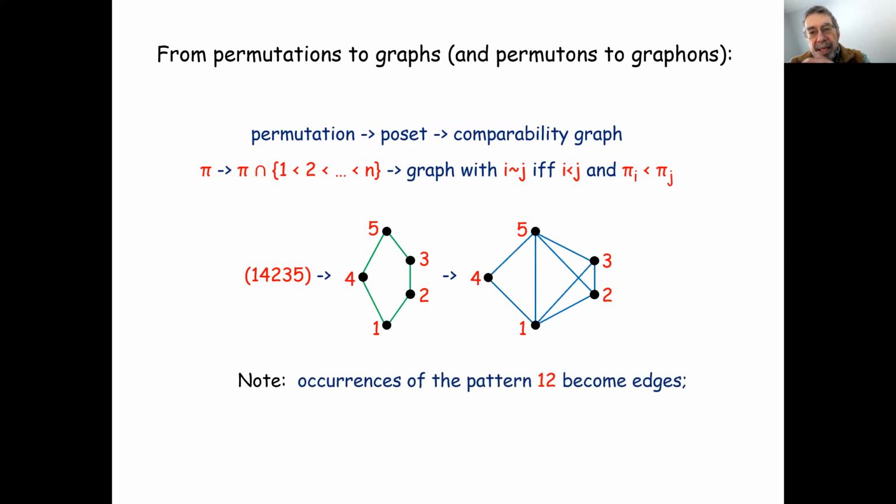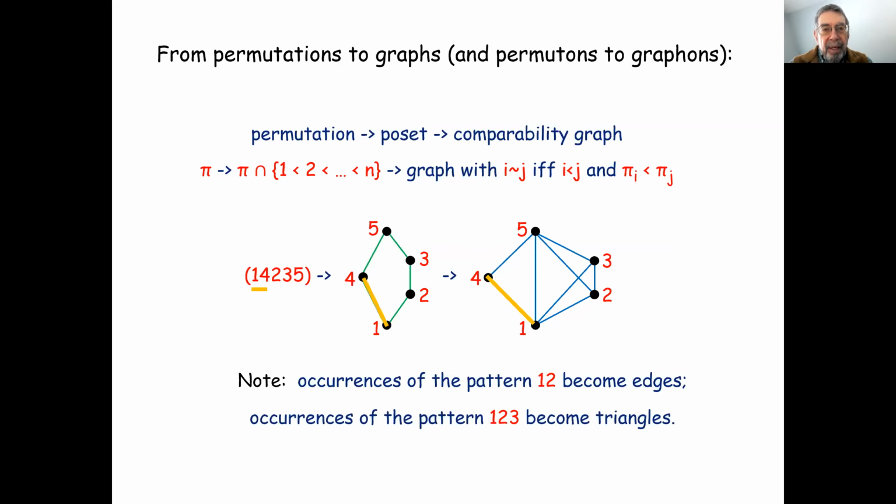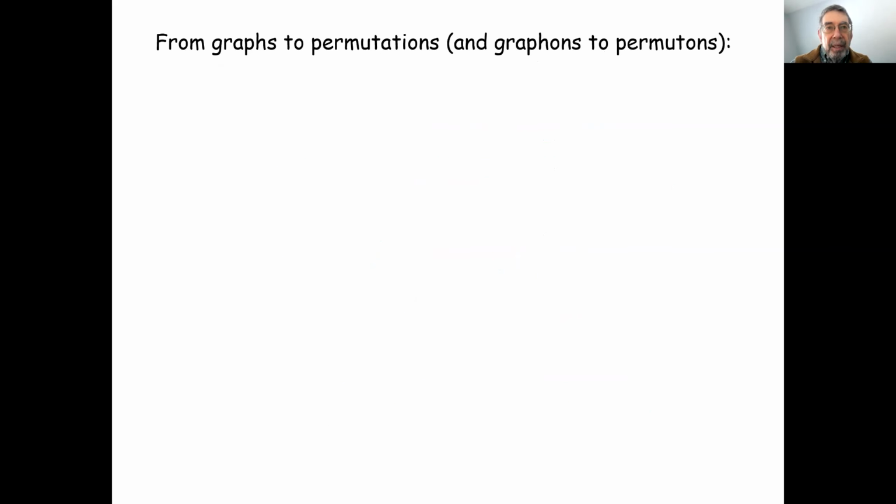And the claim is that occurrences of the pattern 1, 2, right? So just an increasing pair in the permutation, correspond to edges. So here's the increasing pair, here's the jump from 1 to 4. That's this edge of the poset, and it's this edge of the comparability graph. 2, 3, 5 is an occurrence of the pattern 1, 2, 3. That becomes a transitive pair of edges of the partial order, which becomes a triangle in the graph. Okay. So what does that mean?